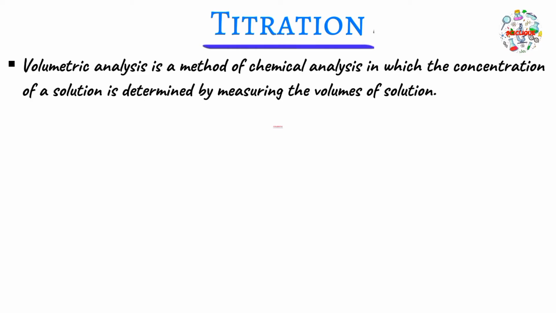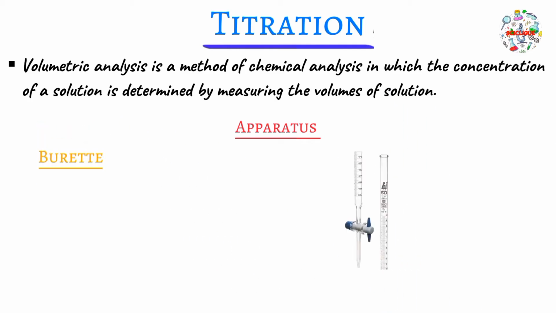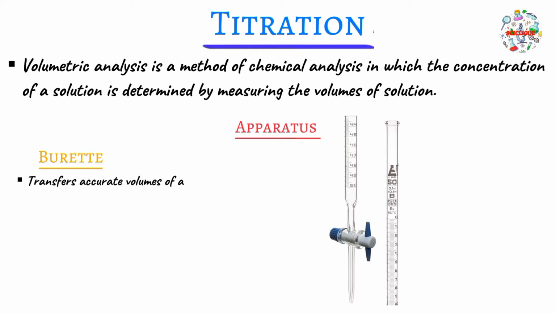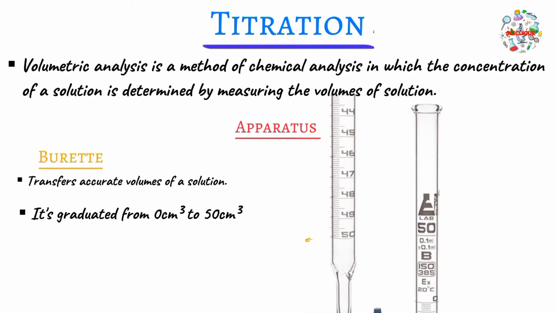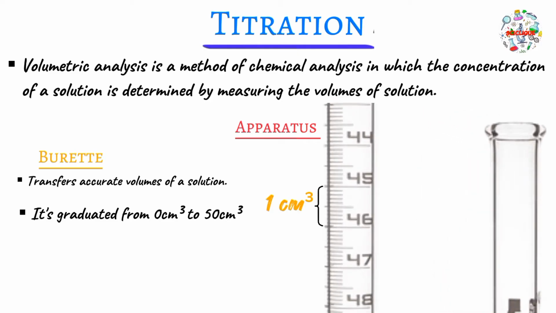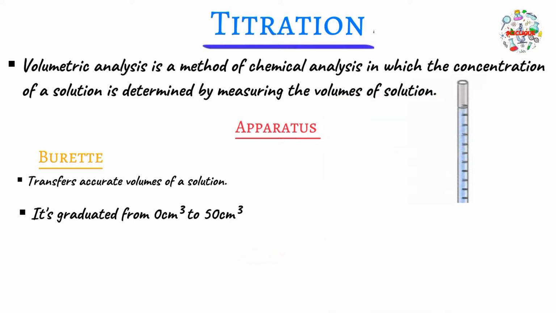Now moving on to the apparatus that are used in titration experiments. I'm going to focus on the most important ones, and these are the burettes and the pipettes. So let's start with the burette. The burette is an apparatus that is used to transfer accurate volumes of a solution. It consists of a long narrow tube with a tap and a jet at the bottom. It's graduated from 0.0 cubic centimeters to 50 cubic centimeters, with larger intervals of 1 cubic centimeter and smaller intervals of 0.1 cubic centimeters. The burette is essentially used to deliver the titrant into the flask containing the analyte.